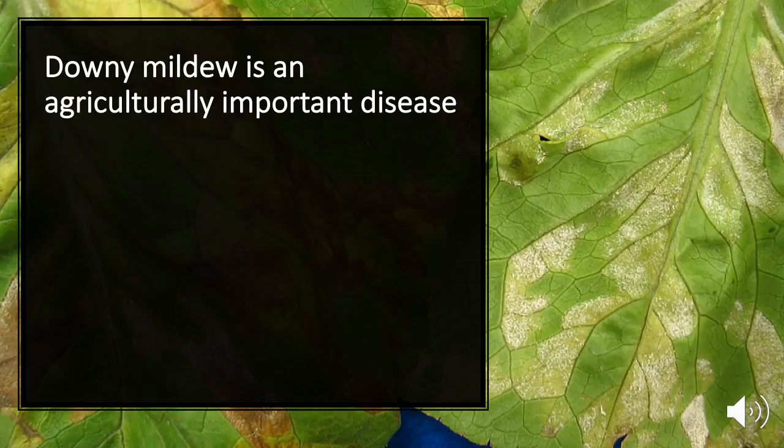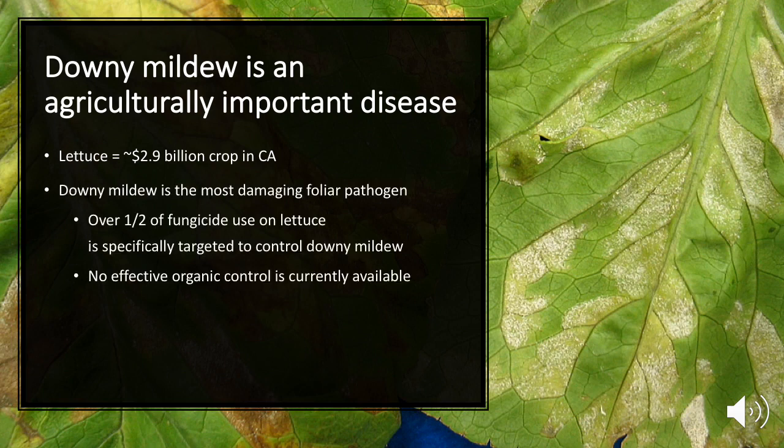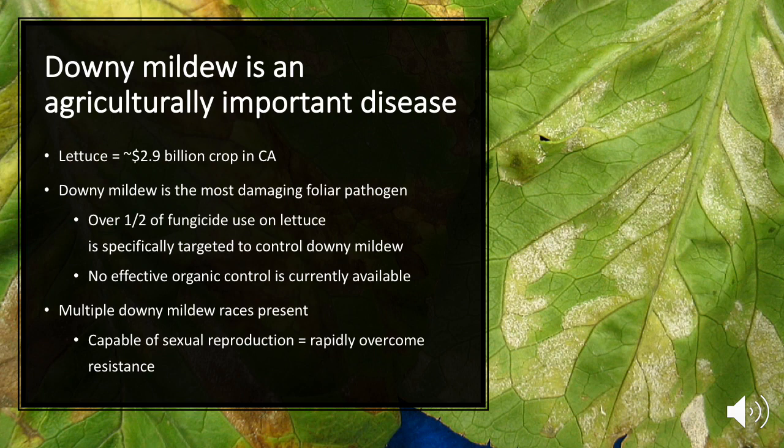So I studied downy mildew of lettuce, and there's a picture of it. It's a serious issue in both California and in Europe as well. Lettuce is a $2.9 billion crop in California, and downy mildew is the most damaging foliar pathogen. Over half of fungicides are applied specifically to target this pathogen, and there's no effective organic control currently available. So growers rely a lot on genetic resistance. Another challenge is that there are multiple downy mildew races present in California that are capable of sexual reproduction, which can result in new pathotypes and new ways to overcome resistance.